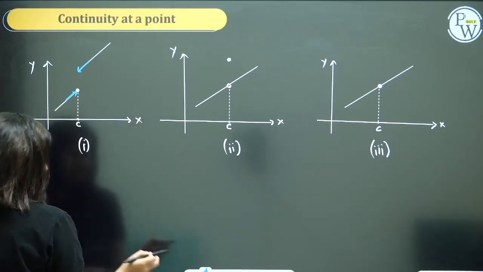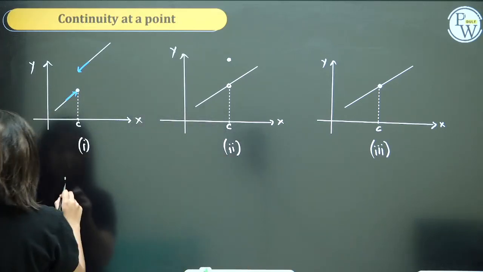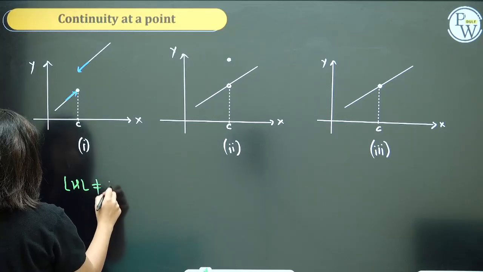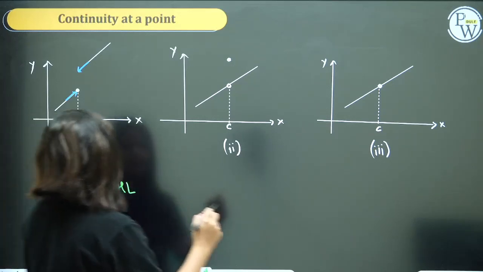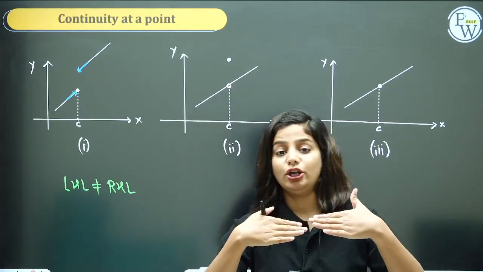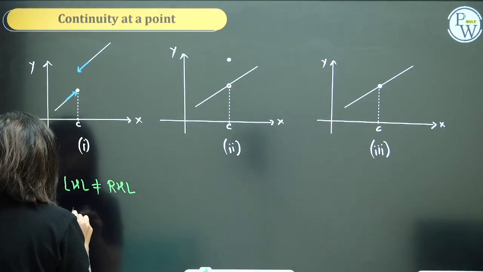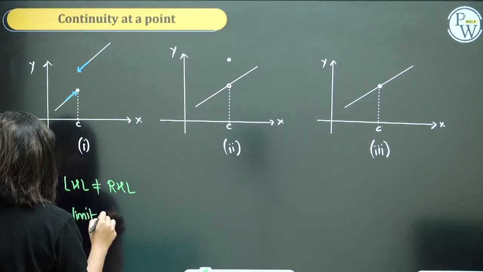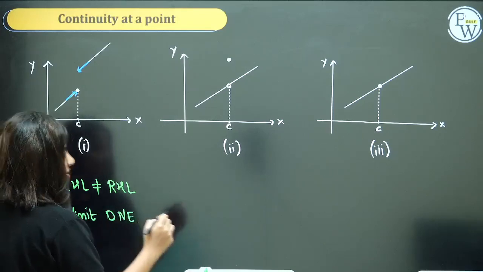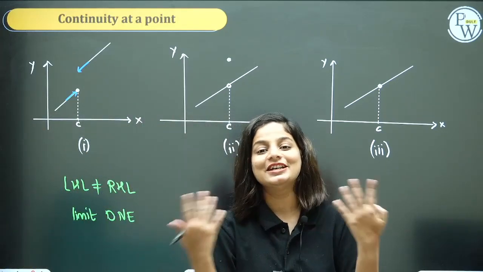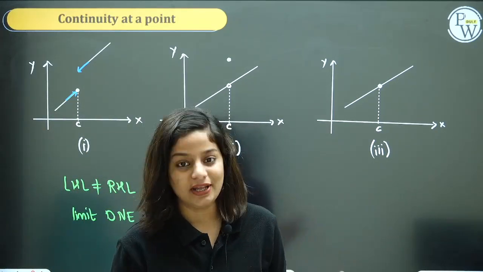So can I say here for this particular function, LHL is not equal to RHL. For the first one, left hand is not equal to right hand. That can also be written as limit does not exist. In class 11th, you have studied when LHL, RHL doesn't meet, it's called limit does not exist.